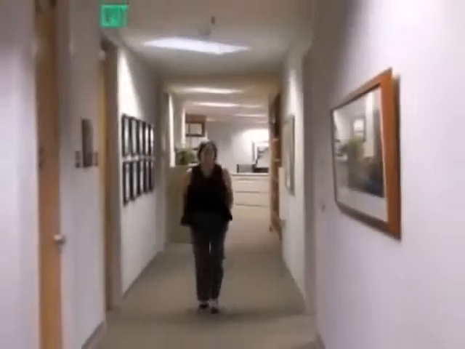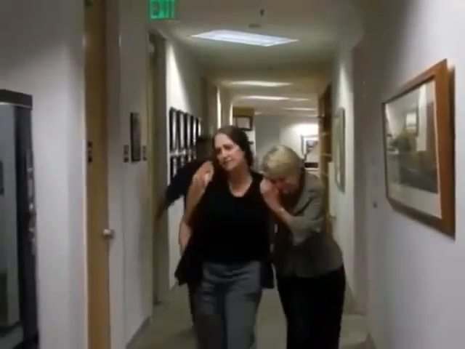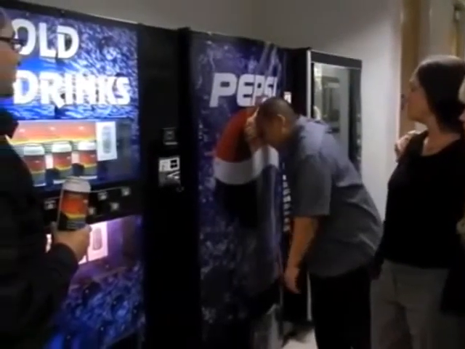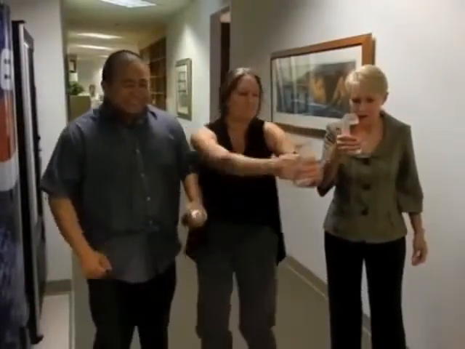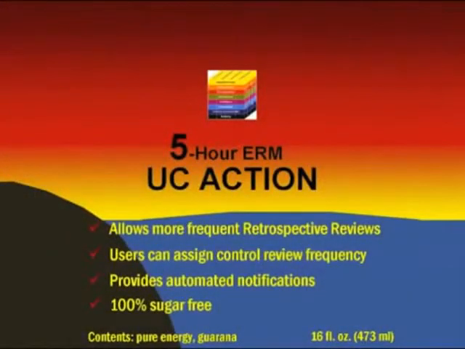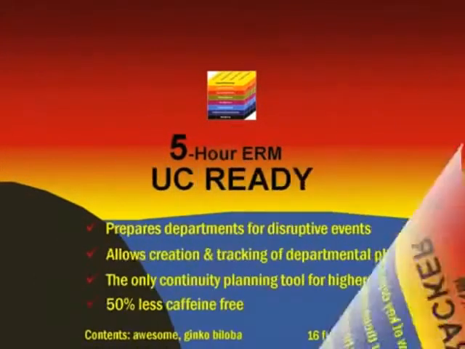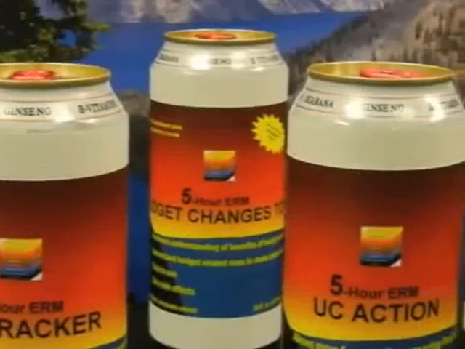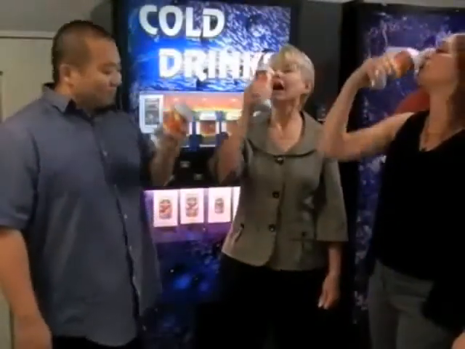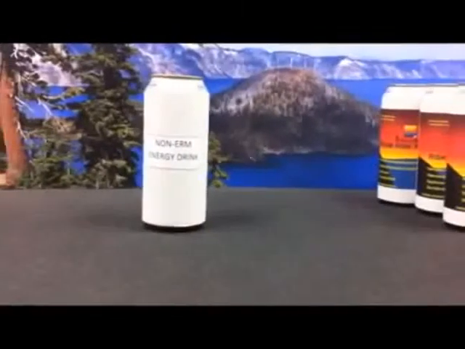Try new 5-Hour ERM, the only energy drink on the market that can solve your enterprise risk management program needs. Available at vending machines everywhere. It's 100% sugar-free, has zero aftertaste, no side effects, and it's less filling. Now available in flavors to meet all your ERM needs, including UC Action, UC Tracker, and UC Ready. It's also available in 5 new risk assessment tool flavors. You'll get hours of ERM solutions now and no 2:30 feeling later. Try 5-Hour ERM.